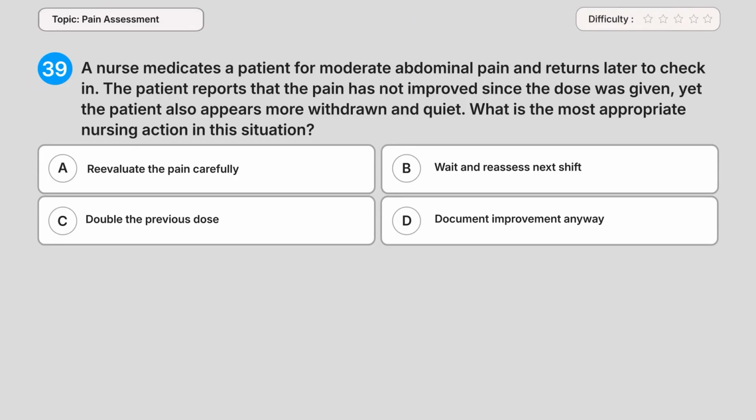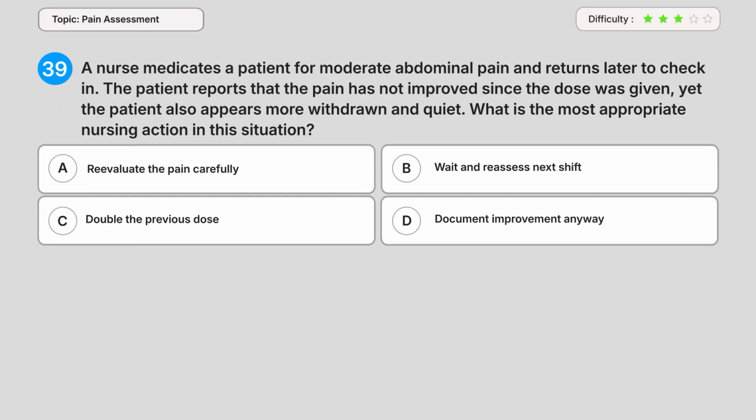Question 39. A nurse medicates a patient for moderate abdominal pain and returns later to check in. The patient reports that the pain has not improved since the dose was given, yet the patient also appears more withdrawn and quiet. What is the most appropriate nursing action in this situation?